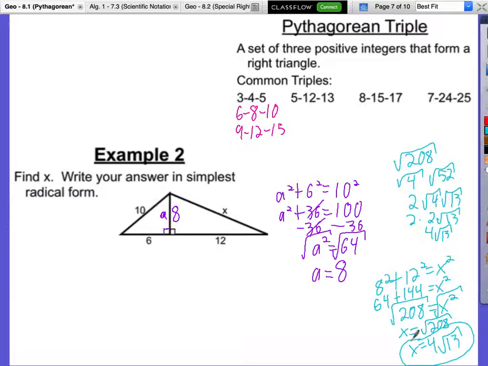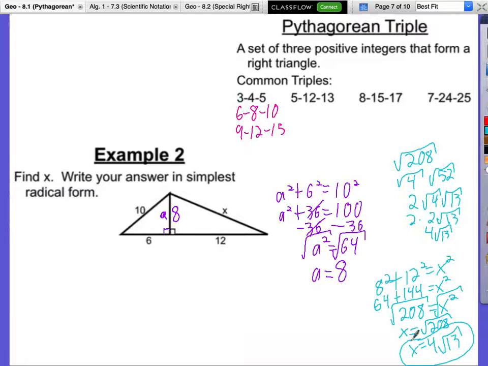It won't always work out that way because this was 8, 12, and 4 times square root of 13. That's not one of them. But these are common ways they can be shortcuts for us if you catch them. If you don't catch them, you can still do the math, but they can be common shortcuts for us.